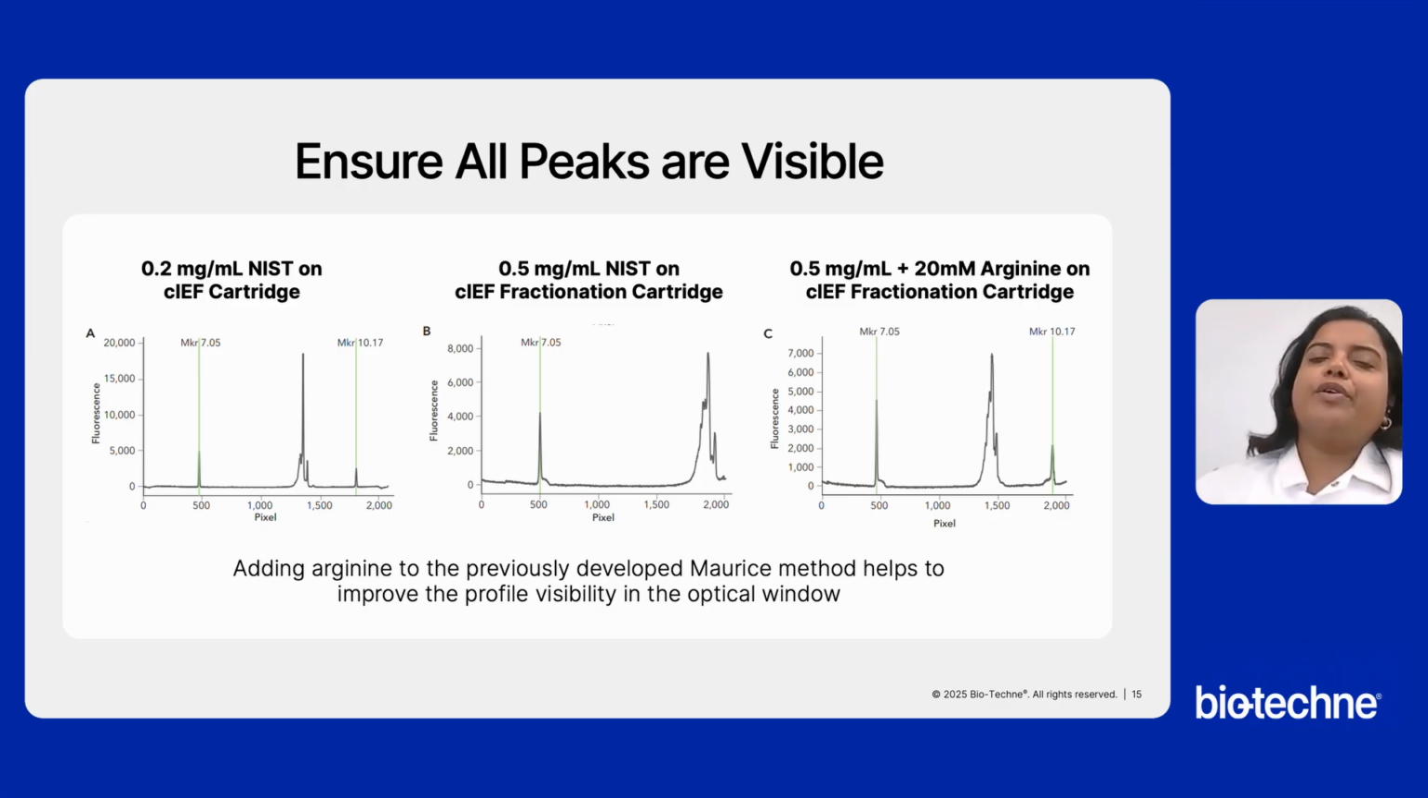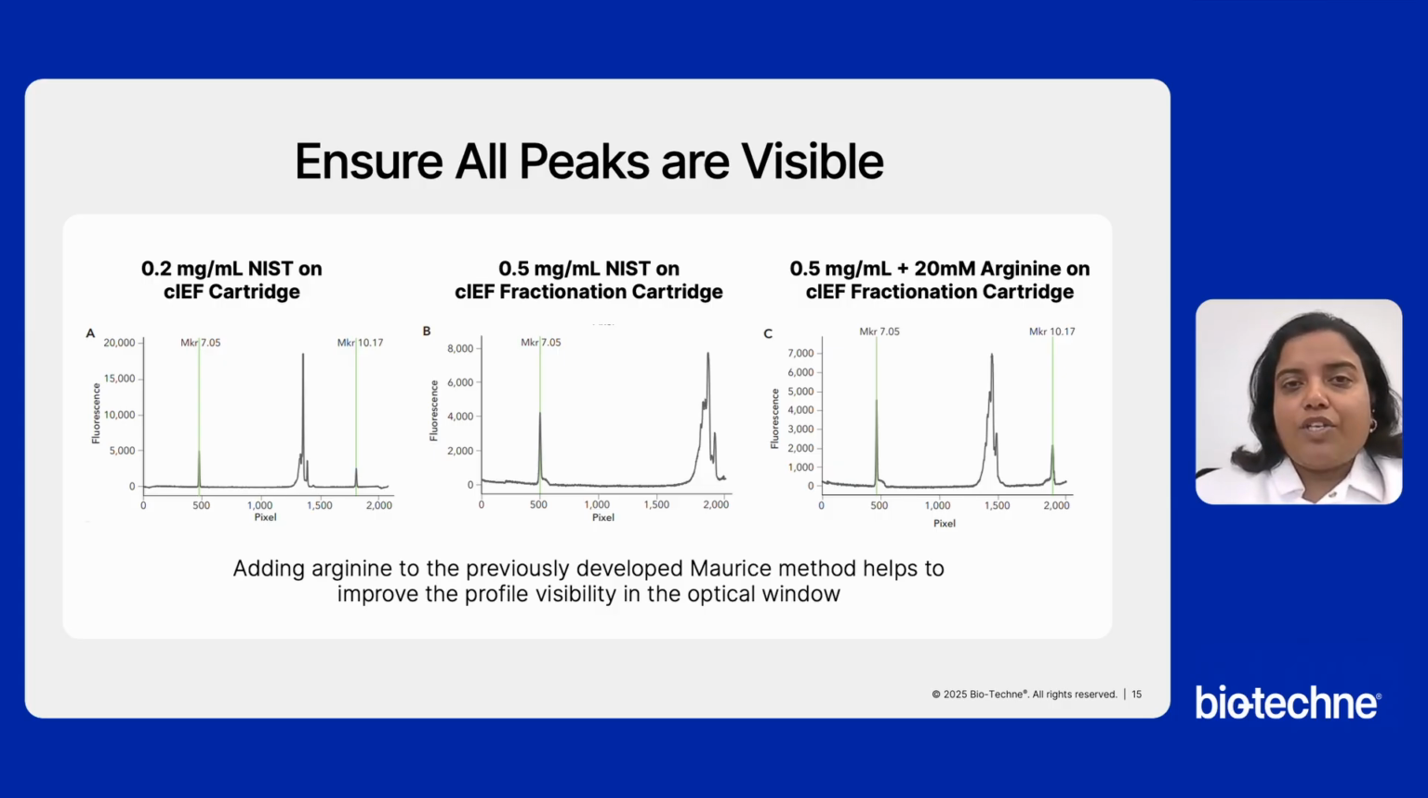So how can we ensure that all peaks are visible and they are within the optical window? For this, we recommend adding an additional 20 millimolar arginine to the method developed on your Maurice icIEF. And that's what you'll use for your MauriceFlex icIEF fractionation. Now, due to the longer separation length of the capillary for an icIEF fractionation cartridge compared to the Maurice icIEF cartridge, the additional arginine must be added to the sample as the cathodic blocker to focus the peak within the cartridge optical window.